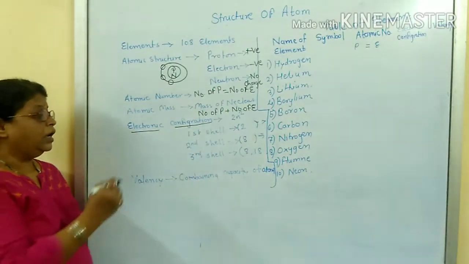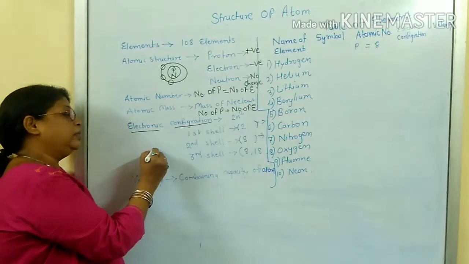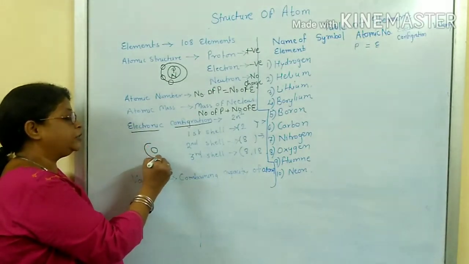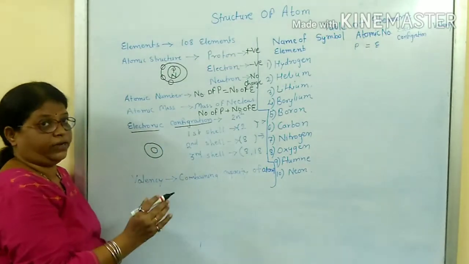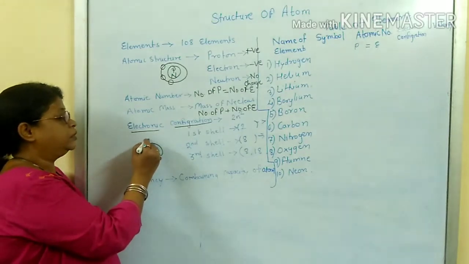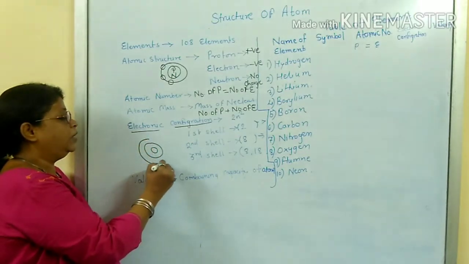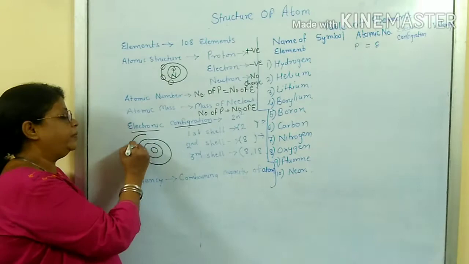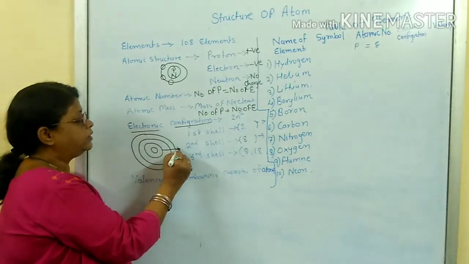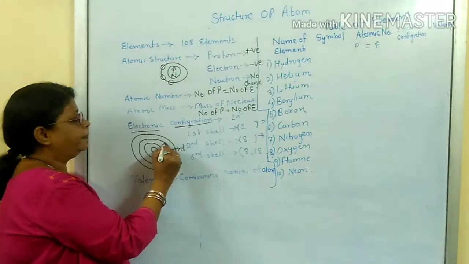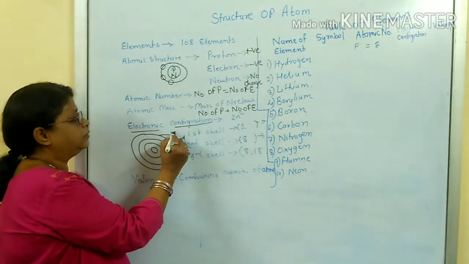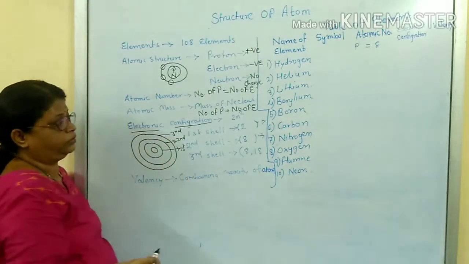Now, what is electronic configuration? It means that in an atom, around the nucleus, the electrons are distributed in a specific way. That is called the electronic configuration. So, electrons revolve around in a specific orbit or shell. Near the nucleus, there is a first shell, then the second, then third, and so on.